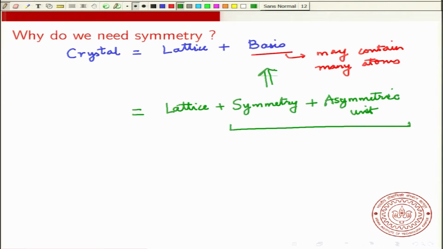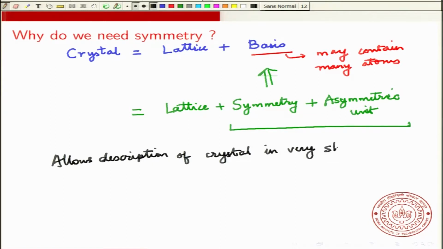And what this allows us to do is greatly simplify the notation for the crystal. So it allows us to give a description of the crystal in a very short notation.